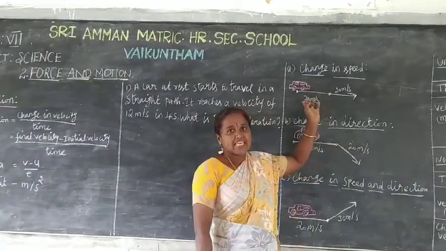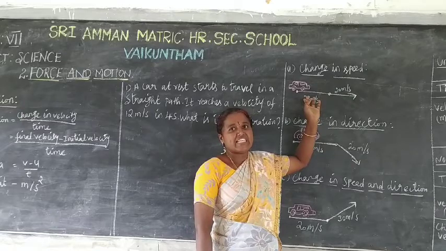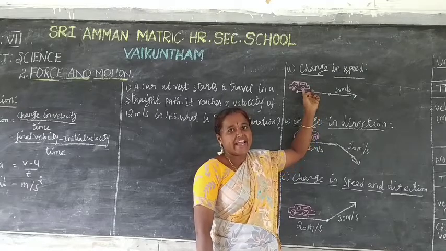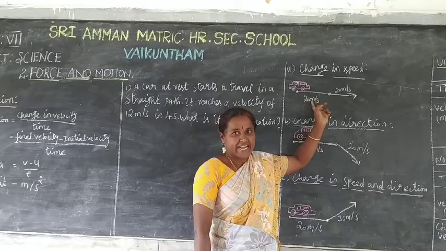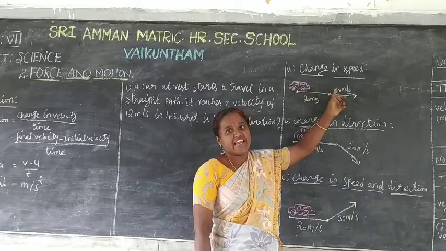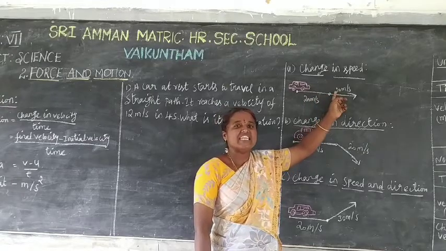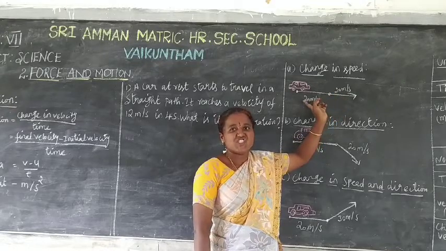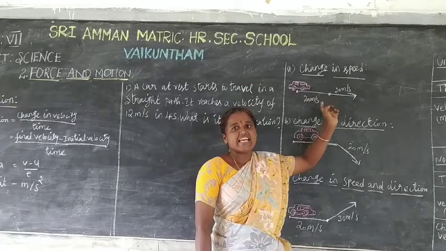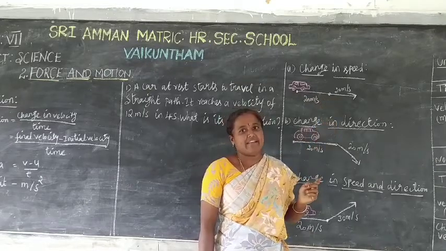See here, let us assume that the car is going at a speed of 20 meters per second. The speed of the car is increased to 30 meters per second. The speed of the car is changed. This is an example of acceleration.